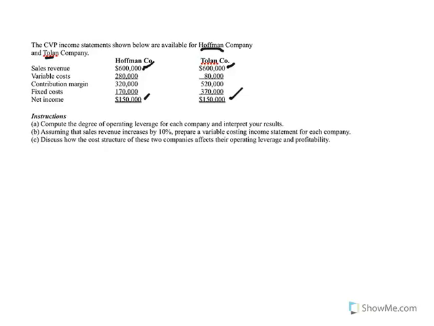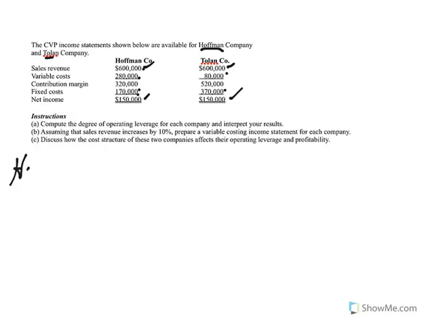Look at the variable costs of Hoffman. It's $280,000, where for Tolan, it's $80,000. So Hoffman has a high variable cost and a low fixed cost, whereas Tolan has a low variable cost and a high fixed cost. Therefore, we're asked to compute the degree of operating leverage for each company and interpret the results.